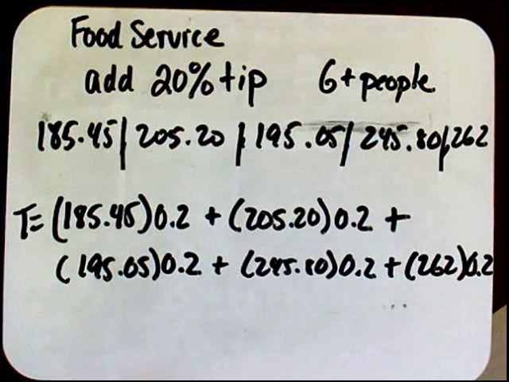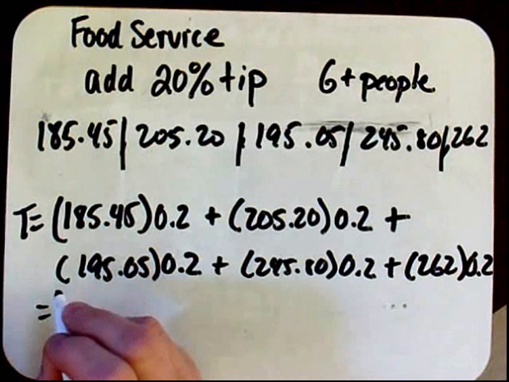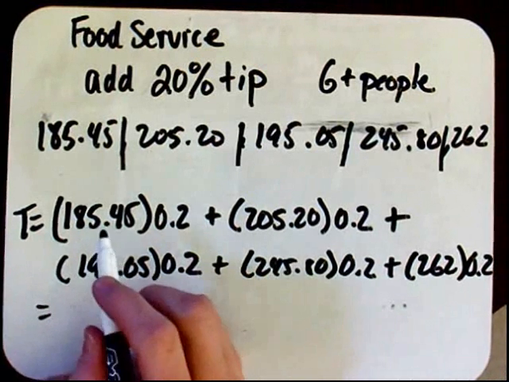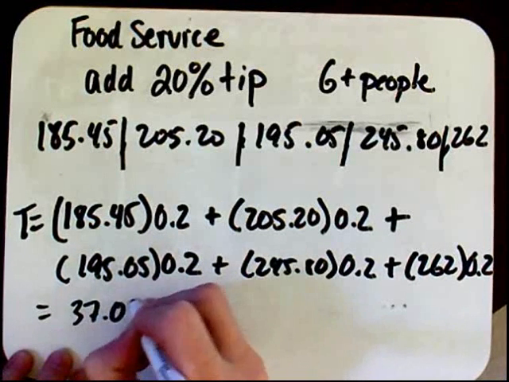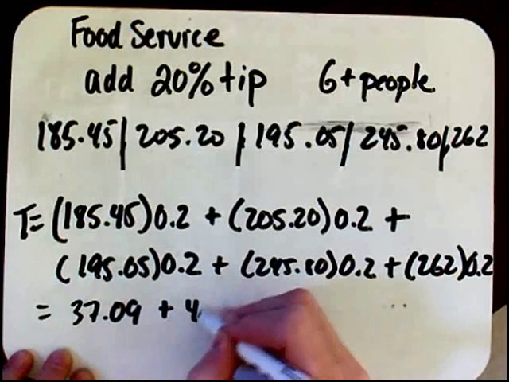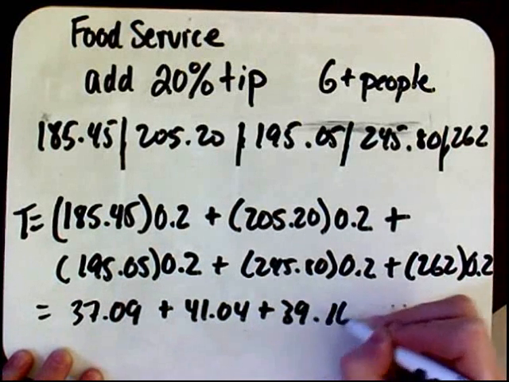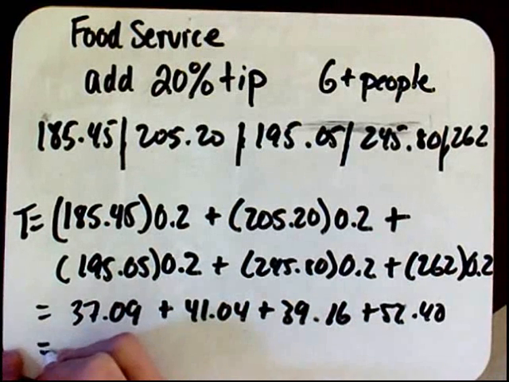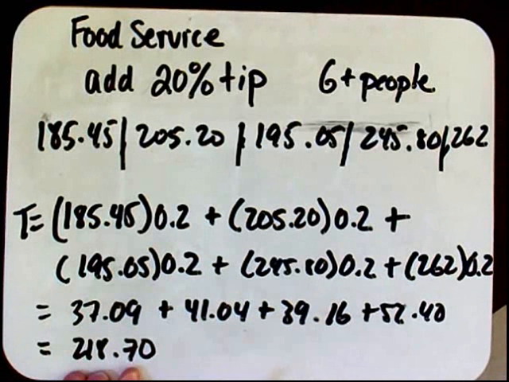So you do all that multiplication, then you have to add all of those totals you get. So if you get 185.45 times 0.2, you get 37.09 plus 41.04 plus 39.16 plus 52.40. So then you add those all up and you end up with $218.70, which is the amount of tip that this server makes.